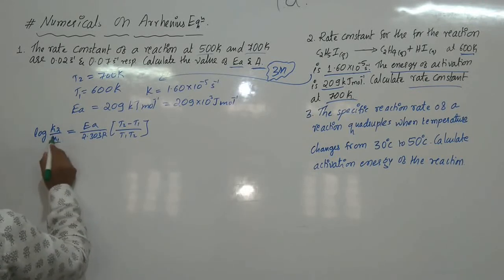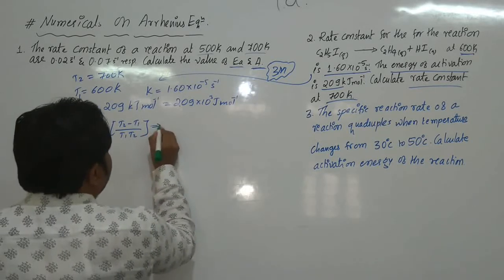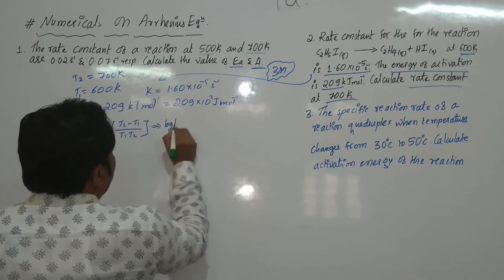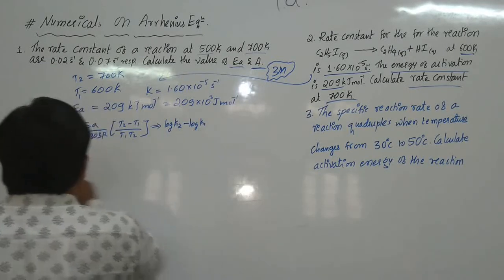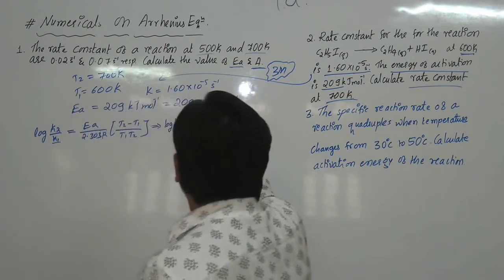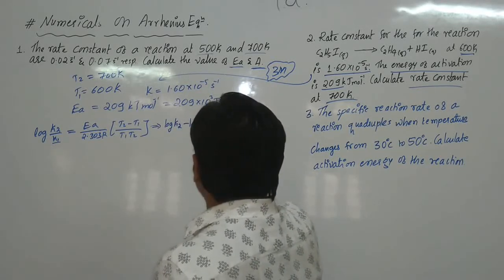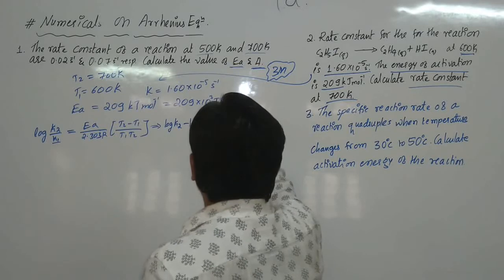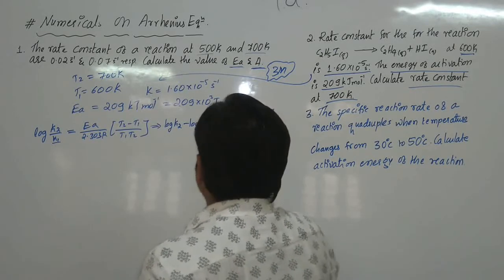How to calculate this? Let us write it separately. How can we write it? Log of K2 minus log of K1, we can write it like this. Log K2 by K1 is equal to EA divided by 2.303 R into (T2 minus T1) divided by T1 into T2. We can write like this.